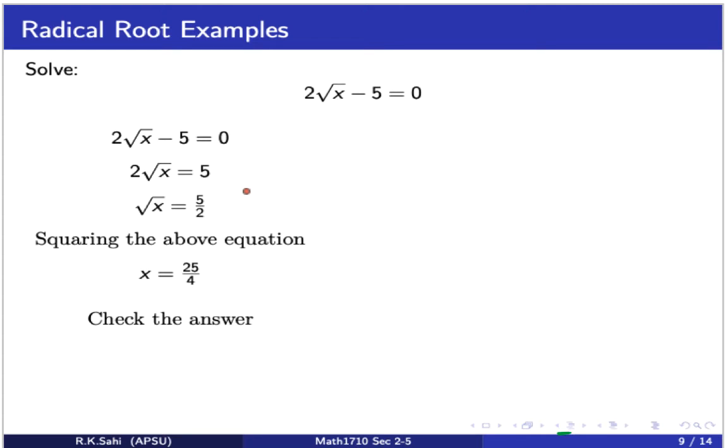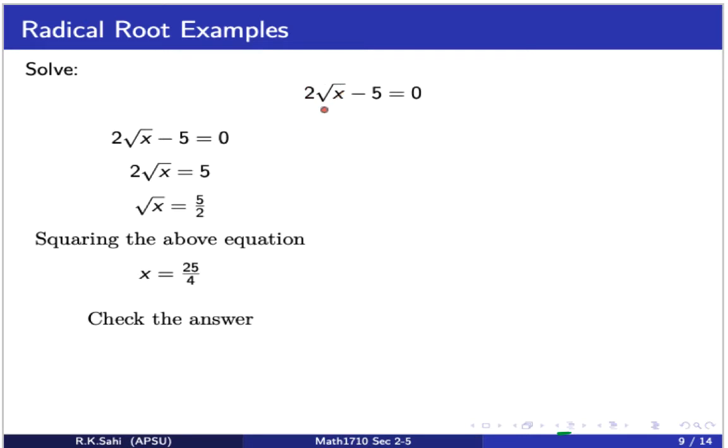Hello everyone. Last time we were solving polynomials of higher degrees, and today we are going to look at radical root examples. We'll start with an easy problem of a radical root. Let's look at 2 square root of x minus 5 equals 0.